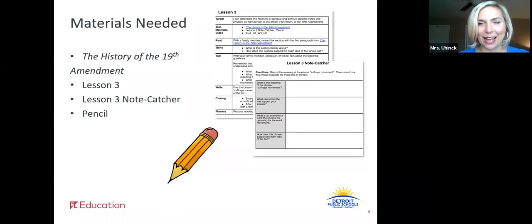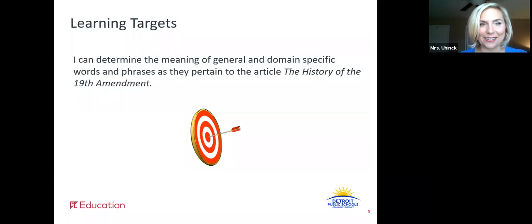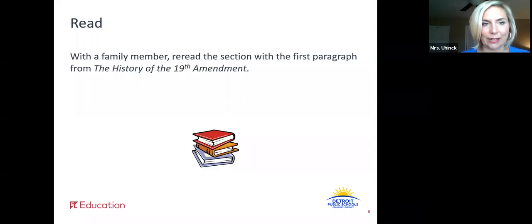All right, readers, now that we have our materials, let's get started. Let's look at our learning target for today. I can determine the meaning of general and domain-specific words and phrases as they pertain to the article, The History of the 19th Amendment. I want to remind you that a general academic word is a word that we can find in any text. It's not necessarily connected to the topic. A domain-specific word is a word that is connected to the topic.